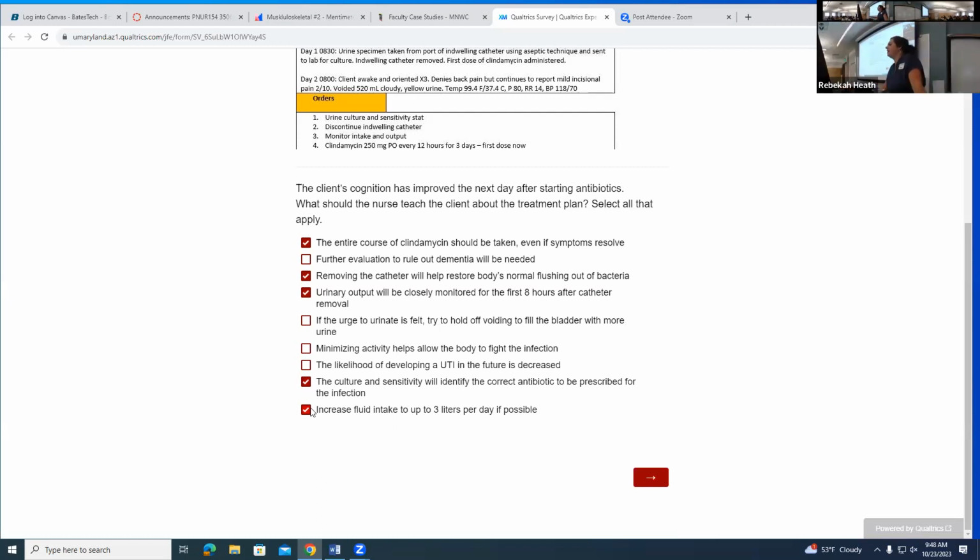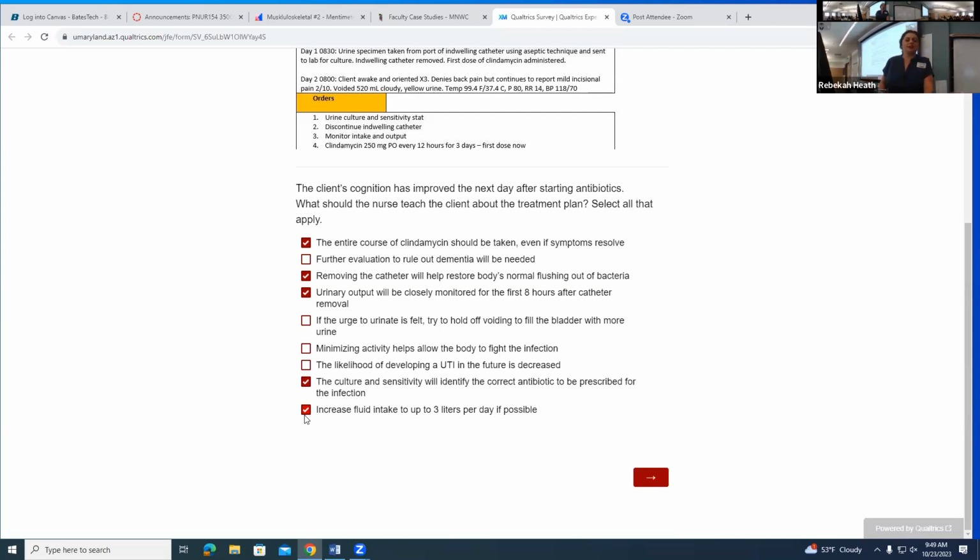One question. Yeah, go ahead. Why isn't it right that the likelihood of developing a UTI in the future is decreased? Because you have an infection in your bladder, it's always possible, if you've already had a urine infection, that you might get it again, right? We might not have cleared all of the bacteria with the antibiotics, even if they took them appropriately. There could be some left over. Anytime you have it, you're at higher risk of getting it again.